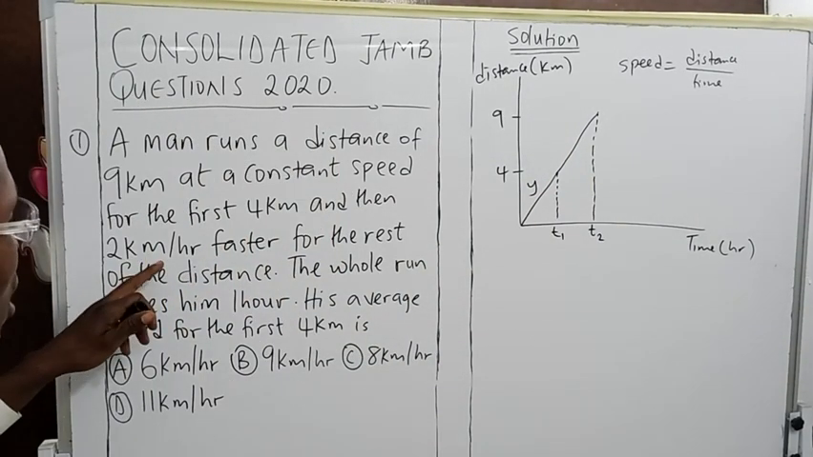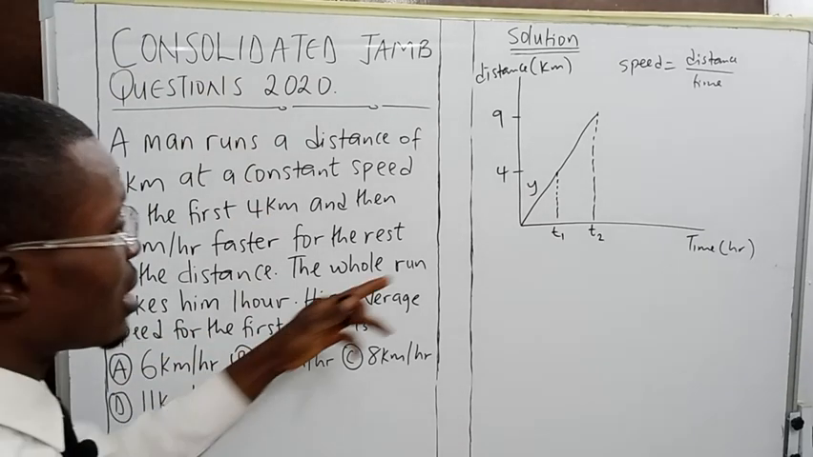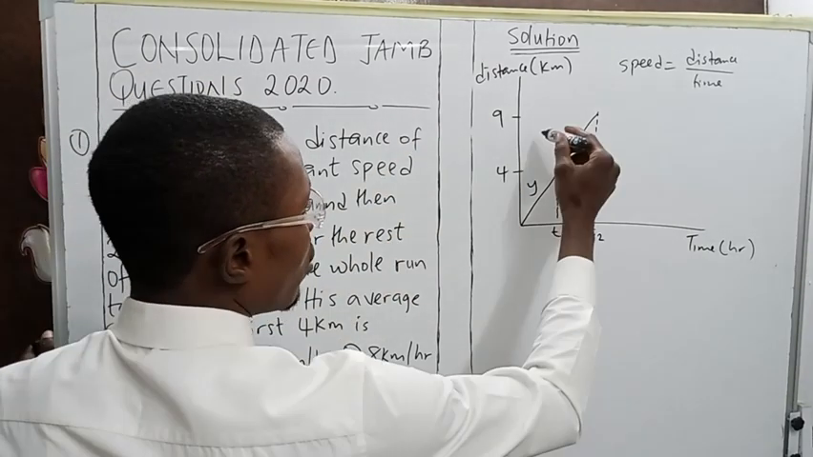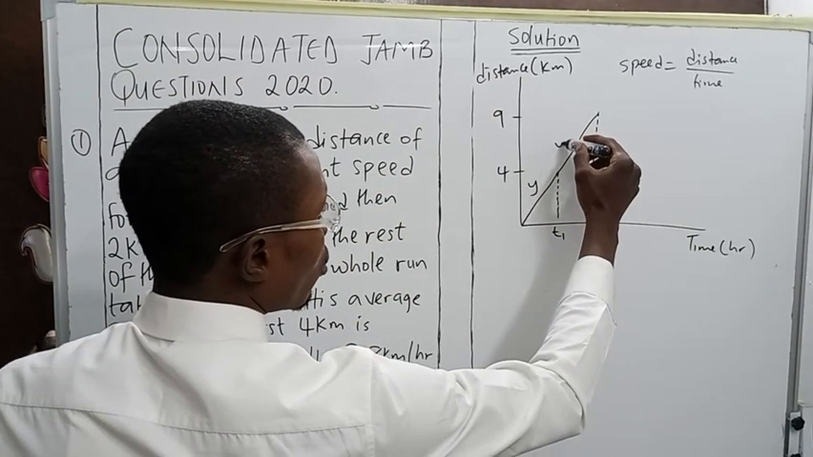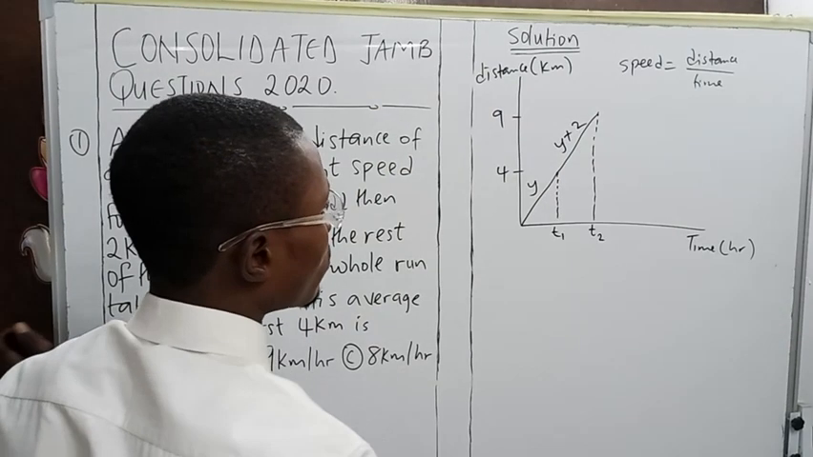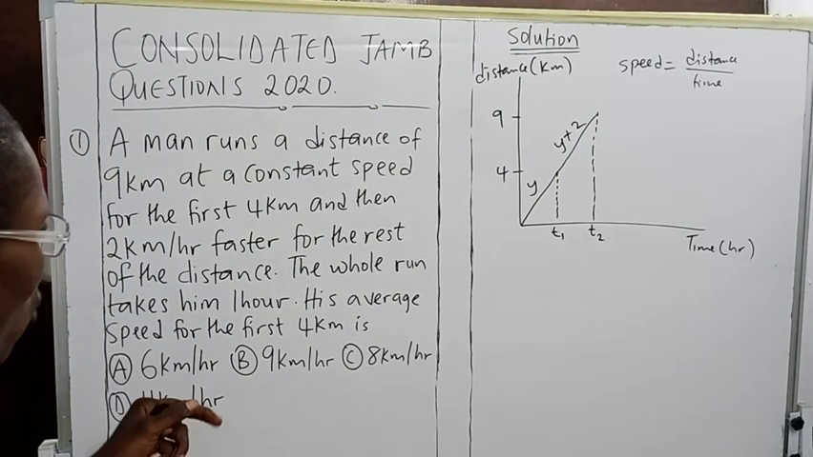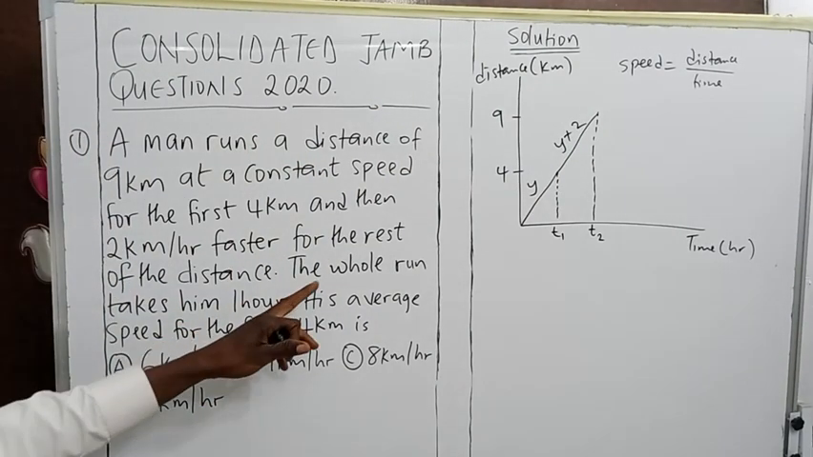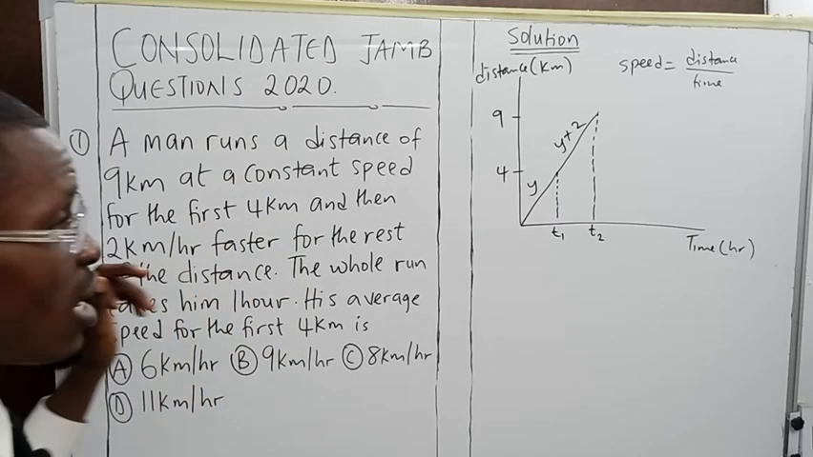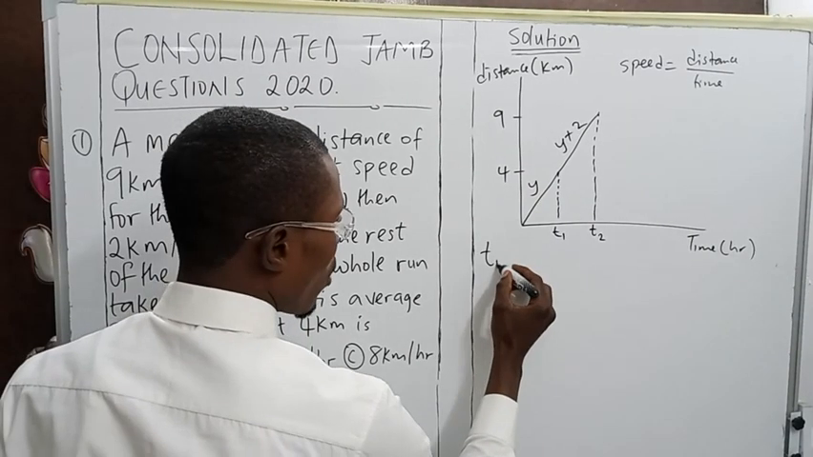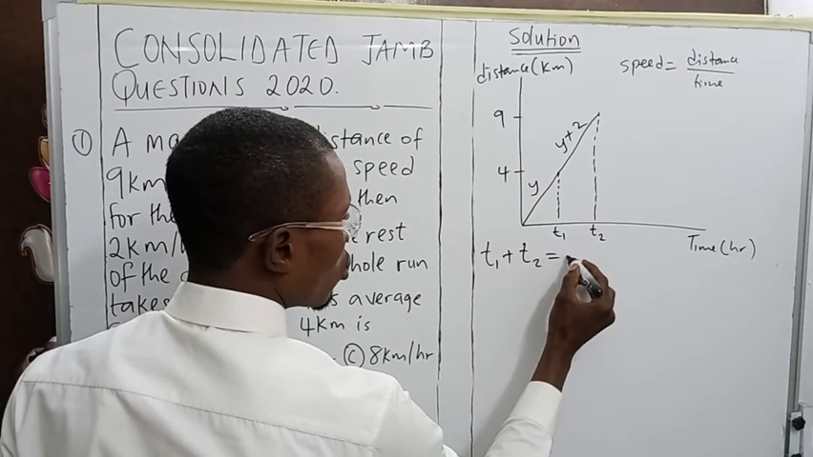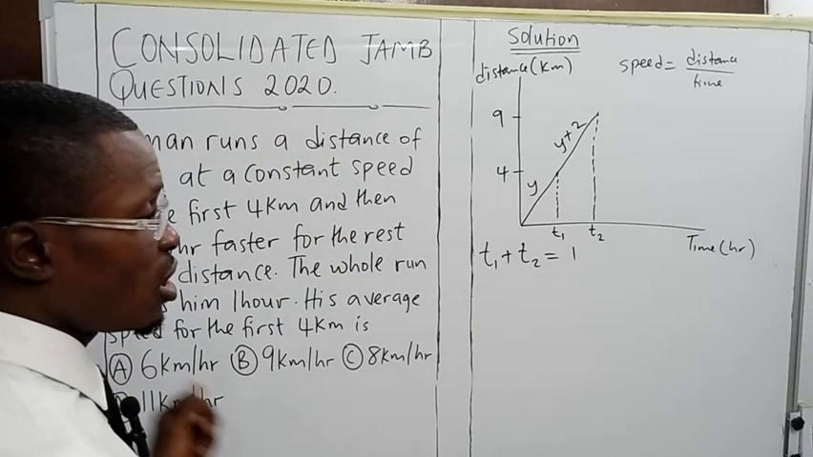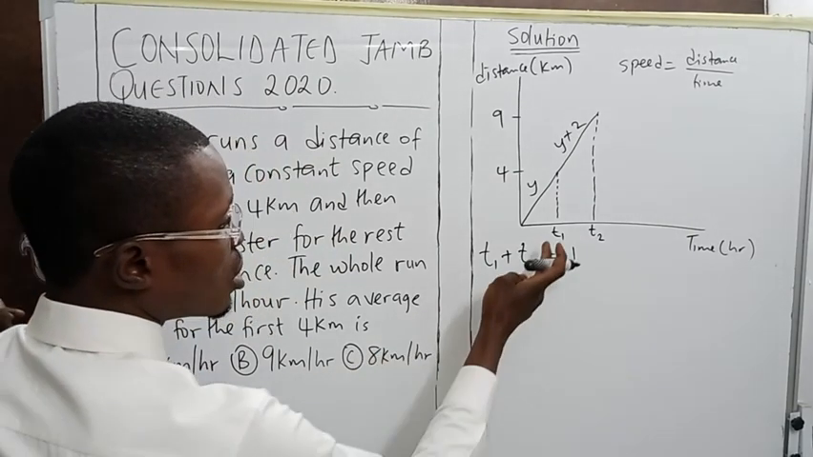The second distance, we are only told that he ran 2 kilometers per hour faster for the rest of the distance. That is from 4 to 9, that is for 5 kilometers. The person ran y plus 2. Now another thing we know in the question is that the whole run took him 1 hour, meaning that T1 plus T2 equals 1.